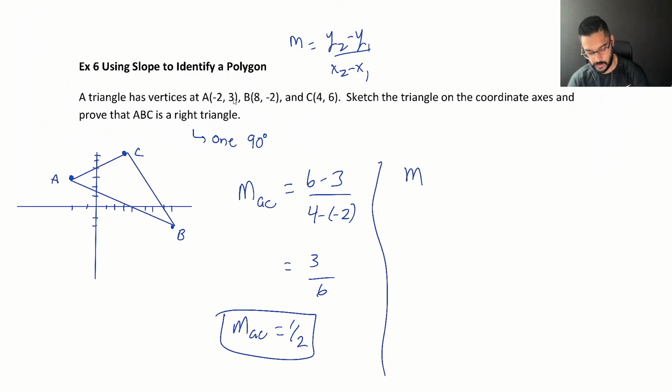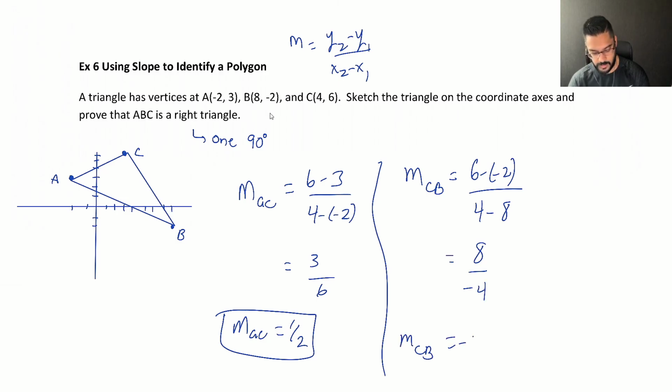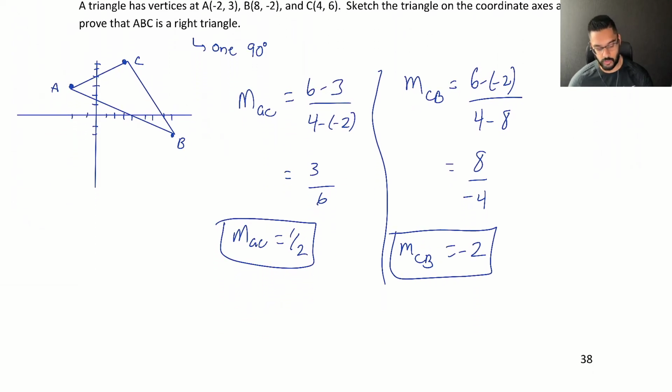Okay, so then we'll check the slope of CB to see if they're perpendicular. So C to B, so 6 minus negative 2, and then on the bottom, 4 minus 8. Did I do that right? 6 minus 8. Yeah, I did. So 8 over negative 4. So the slope of C to B is negative 2, which is absolutely the negative reciprocal of the other one, which means that this is a right triangle.